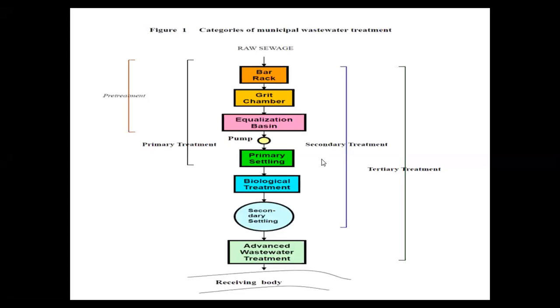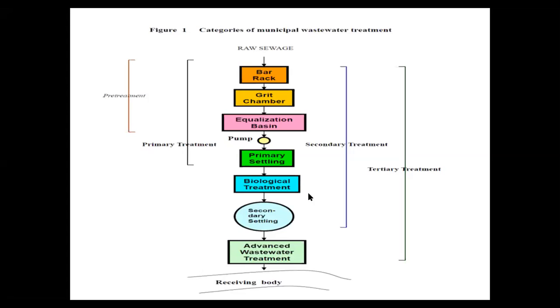Now the secondary treatment process includes the primary treatment up to the primary settling tank, or we can say primary clarifier. The secondary part is the biological treatment and secondary clarifier or secondary settling. There are three types of biological treatment processes. Alternatively, we can use either the activated sludge process or the trickling filter. That way we can use an alternative type of biological treatment process, one at a time. Two at a time is not required.